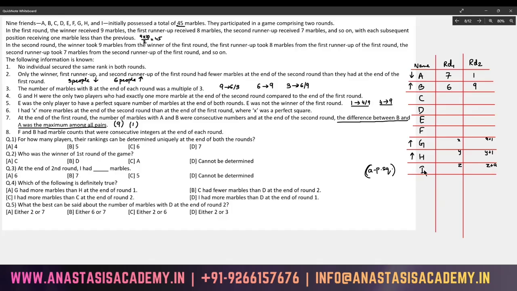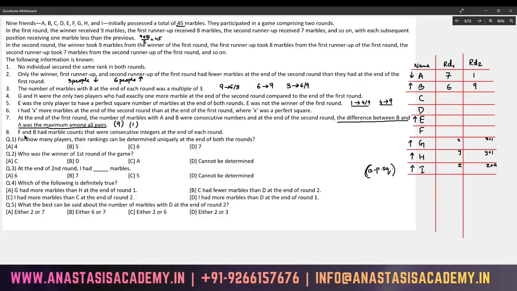Additionally, for I, we know his score has gone up, Z to Z plus A. Also for E, we know his score must have gone up. If he's going from 1 to 4 or 9, or from 4 to 9, E's score must have gone up. I have 5 people whose scores have gone up. Between C, D, and F, there will be 2 more people whose scores have gone down.